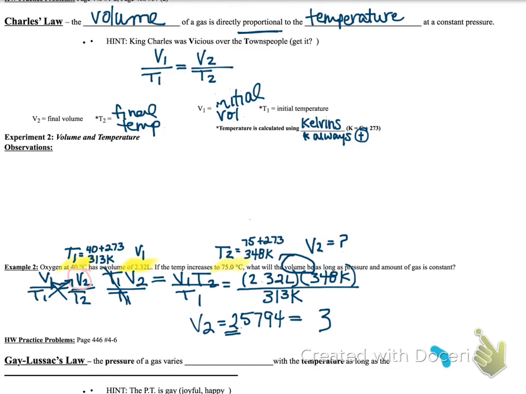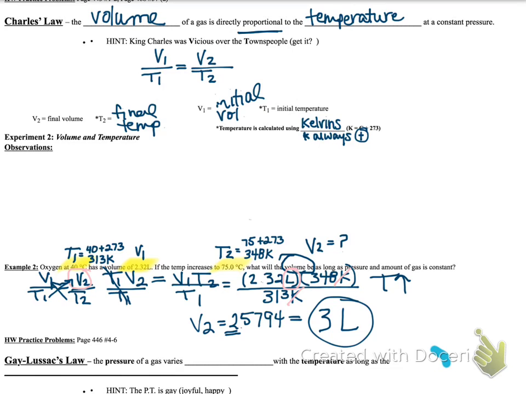And take a look at those units. I love the units in these problems. Liters times Kelvin, nothing changes, but Kelvin divided by Kelvin is going to cancel, and so you're left with liters, which is a unit that makes sense for measuring volume. So this is another kind of double check that you have successfully navigated one of these problems. So our final answer is 3 liters, and let's see if that makes sense.